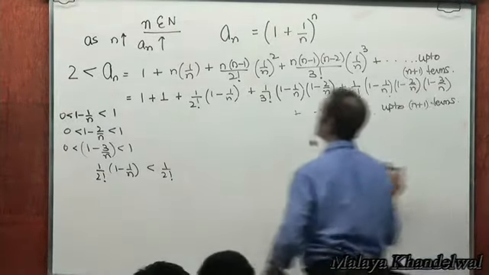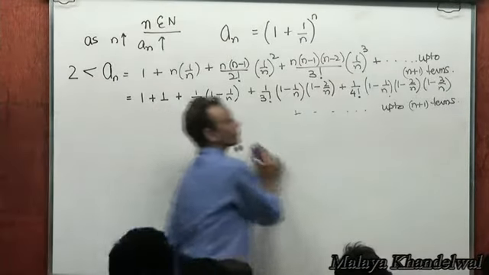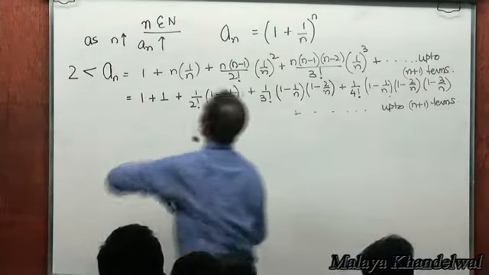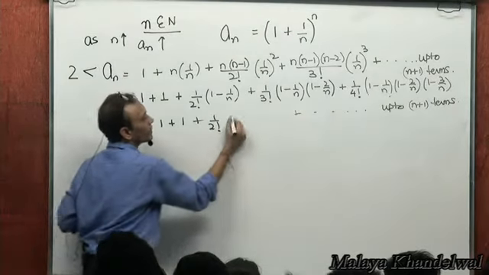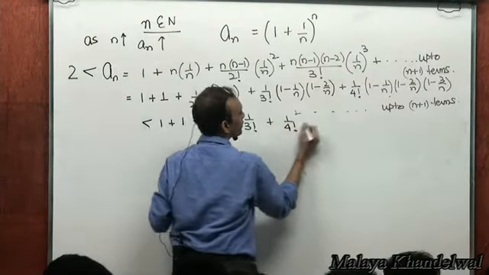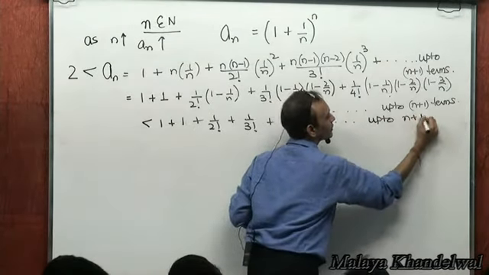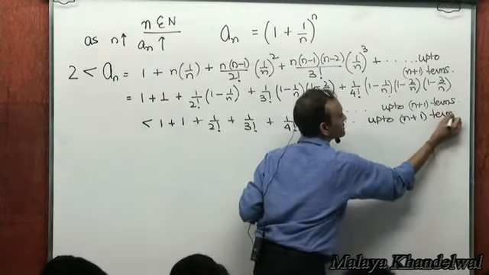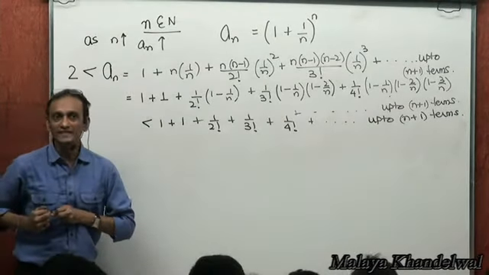Which means this an is less than 1 plus 1 plus 1 by 2 factorial plus 1 by 3 factorial plus 1 by 4 factorial up to n plus 1 terms. Is that fine or not? Can this be said?